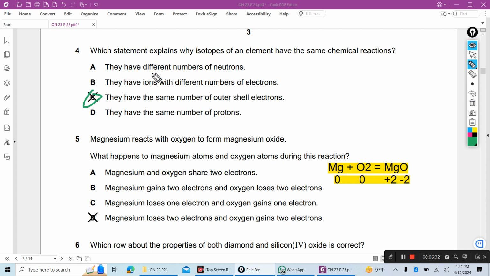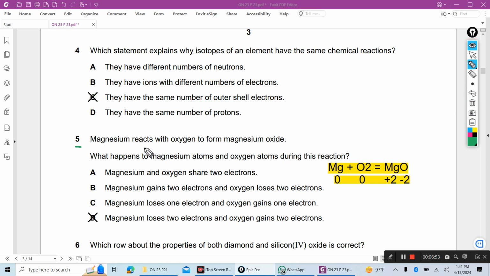Why is the other wrong? They have a different number of neutrons. No, this is wrong. They have ions with a different number of electrons. This is wrong. They have the same number of protons. Chemical reactions depend upon the number of electrons in their outer shell.